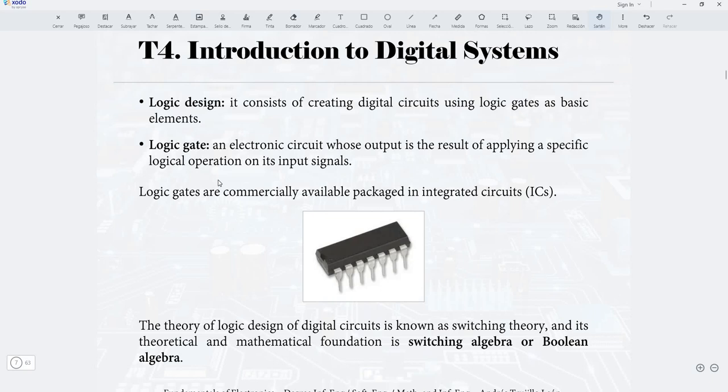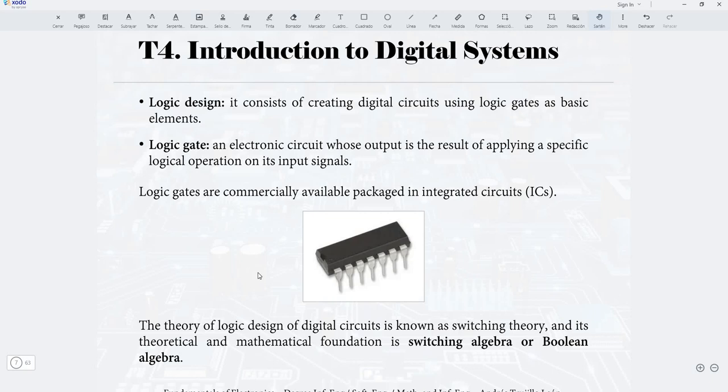Logic gates are commercially available. You can buy them in any electronic shop. For example, near Carrefour Alameda, here near the faculty, we have several electronics shops, Electrónica del Futuro, Electrónica 90, and you can buy logic gates in these places. This is a logic gate, a real logic gate. Okay, normally inside the chip we have several logic gates, not only one.